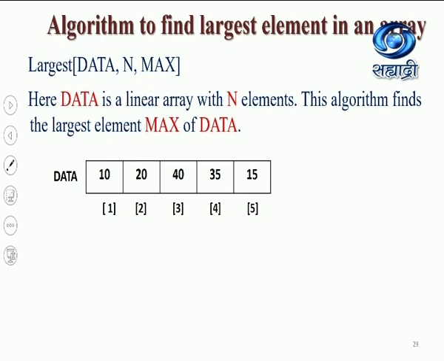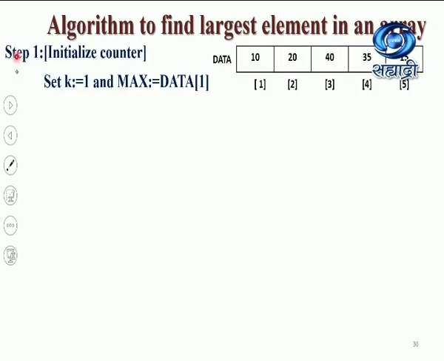So data is a linear array with n elements, and this algorithm finds the largest element max of data. Here are the steps to solve that algorithm. In step 1, initialize the counter. So k is the counter, initialized to value 1. Then max should be initialized with data of 1.